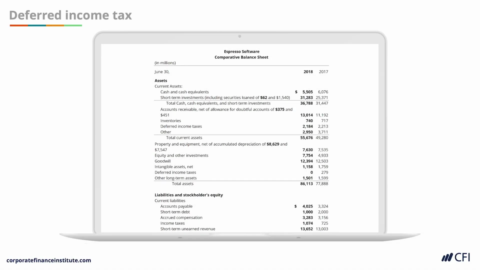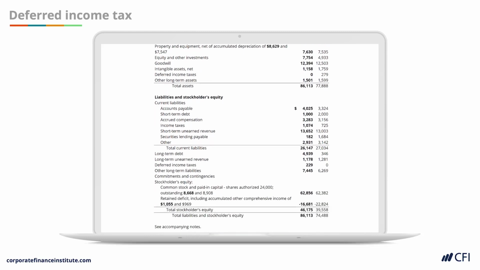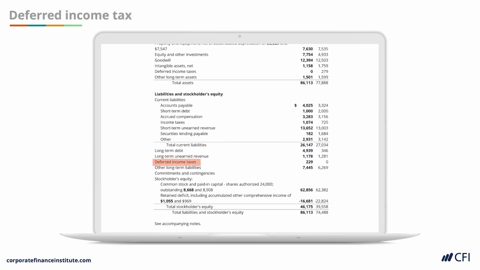Deferred income taxes are an item you will often see in financial statements. For Espresso Software, you'll see that they actually appear in several places on the balance sheet. They're found in the current and non-current assets sections, as well as in the non-current liability section. But what exactly are deferred taxes?